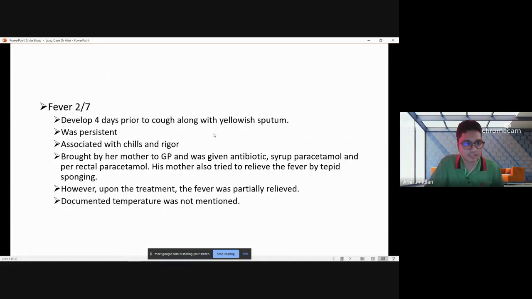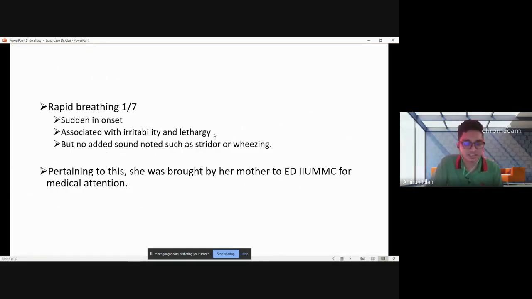On day 4 of the cough, she then developed fever, which was persistent in nature, associated with chills and rigor. And then the mother brought her to a general practitioner, and she was given antibiotic, syrup paracetamol, and also per rectal paracetamol. Her mother also tried to relieve the fever by tepid sponging. However, upon the treatment, the fever was only partially relieved, and the documented temperature was not remembered by the mother. Okay. And on the day of admission, she developed sudden onset of rapid breathing.